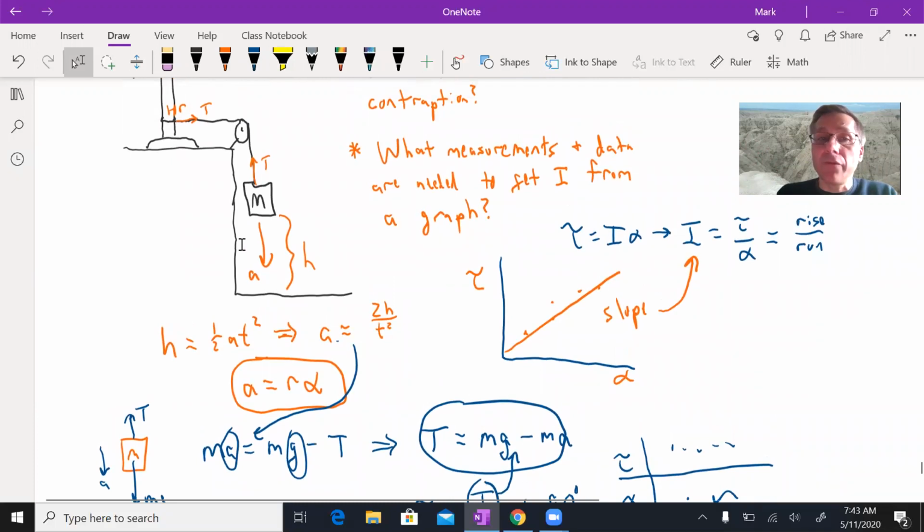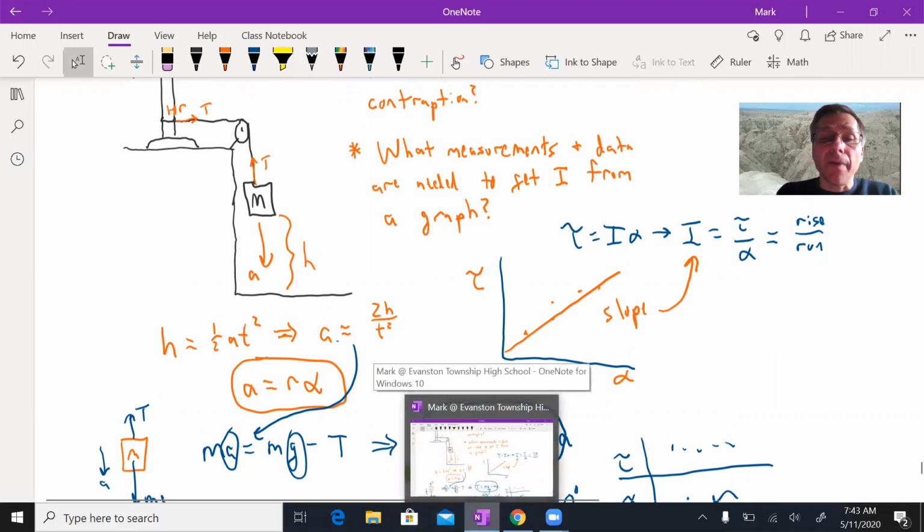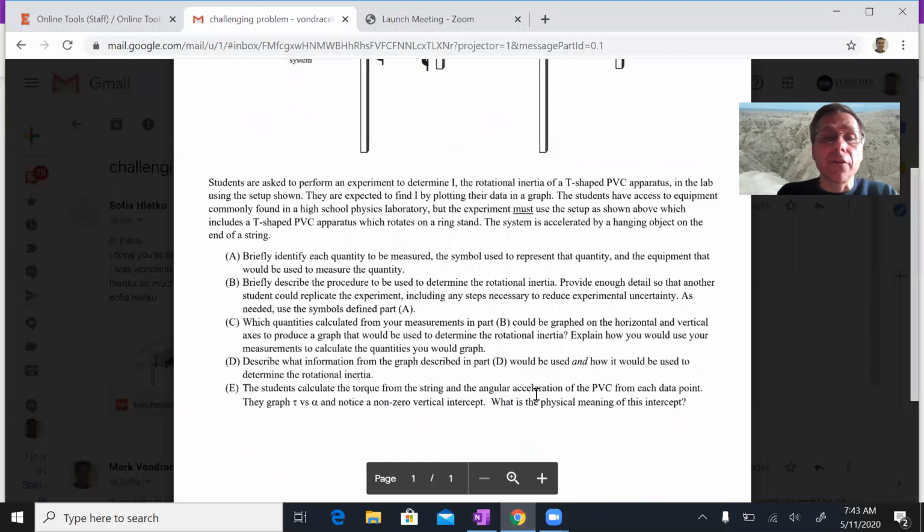We're after moment of inertia. That's related to torque and alpha. So what measurements do we need to find torque and the angular acceleration? That determines the experiment that you set up. Now, if we go back and look at some of the other questions they have, we've just basically answered most of this here. We've described the experiment, the measurements we need, what we're going to do with the measurements, how to make the graph and get the experimental result for that rotational inertia.